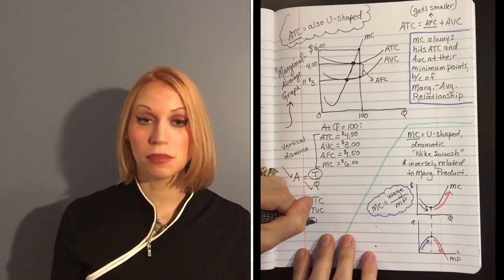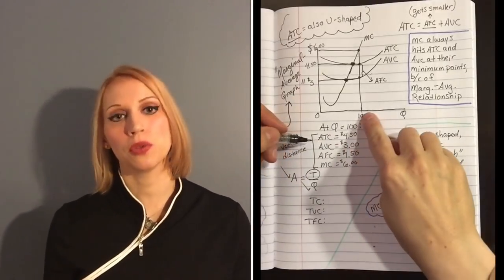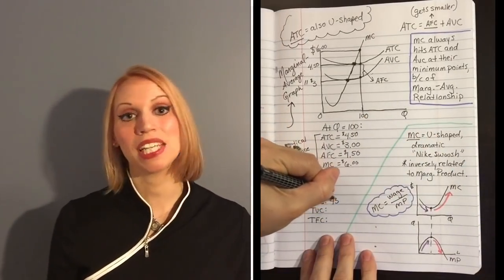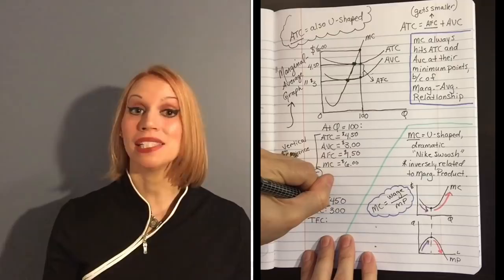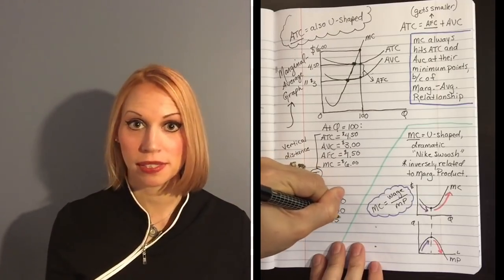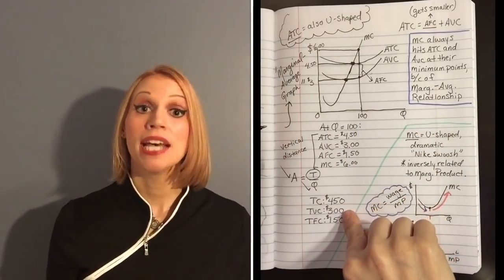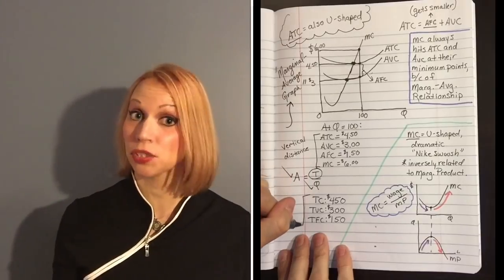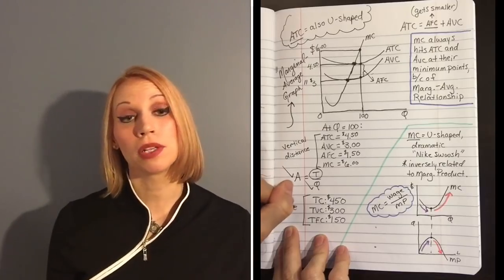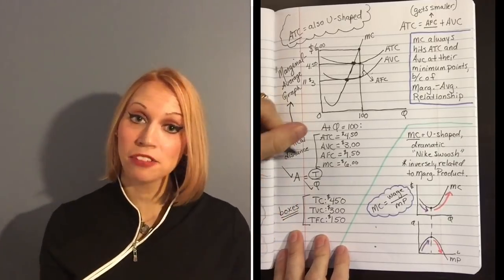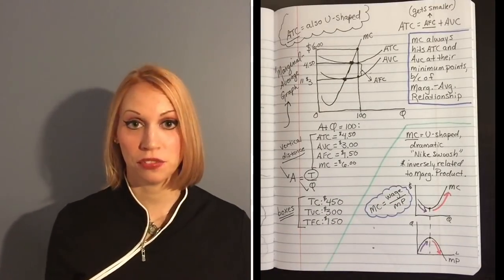Remember to keep your like terms together, so keep AFC with TFC and AVC with TVC. So if we want to find total cost, then we're just going to do ATC times Q. Well, that's $4.50 times 100, so that's $450. That's how much we're spending to make all 100 units. If we're looking for total variable cost, then that's going to be average variable cost times quantity. That's $3 times 100 units. So that's $300 that we're spending on labor to make those 100 units. And then finally, if we were looking for our total fixed cost, we're going to do our average fixed cost times our quantity, and that's going to be $1.50 times 100, which is $150.